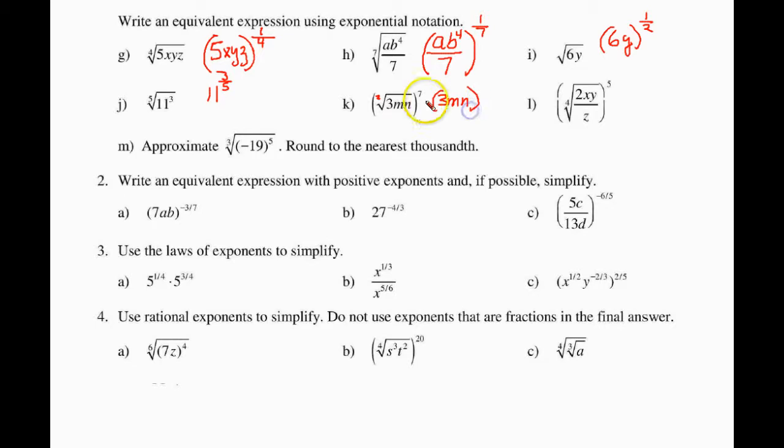3mn, parentheses, it's 7/2. When there's no number there, it's a 2. So again, parentheses, 2xy over z, and what will your fraction be here? Well, the exponent is our numerator, and index number is our denominator. And I don't think we could simplify any of these, no.